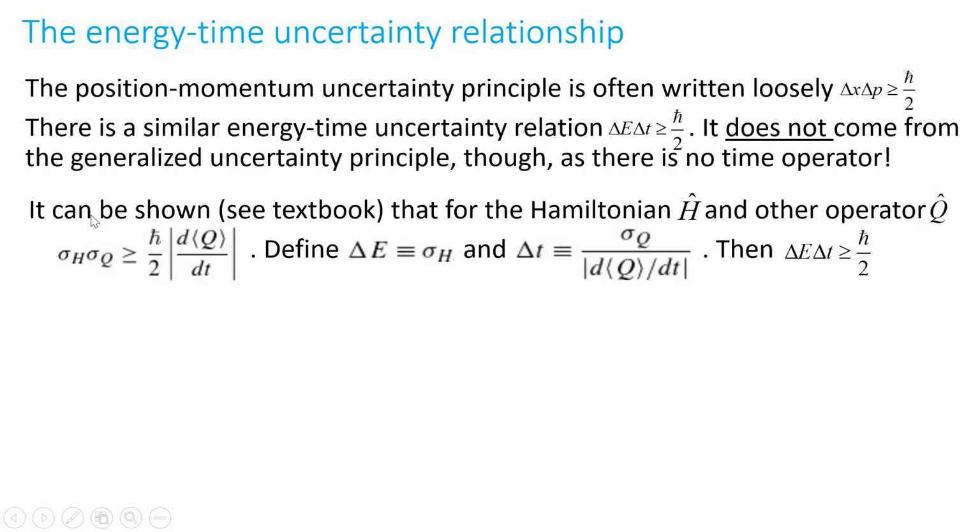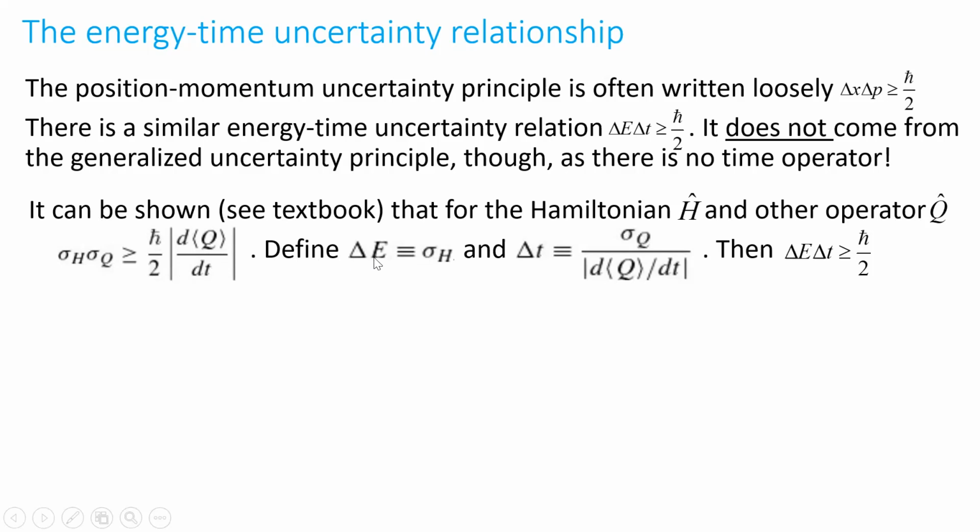So it can be shown, if you look in the textbook, it takes about a page to show that for the Hamiltonian H and another operator Q, the product of their standard deviations is greater than or equal to h bar over 2 times the time rate of change of the expectation value of Q. Okay, so that can be shown.